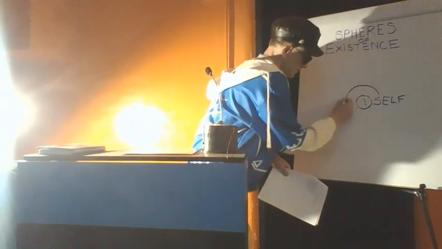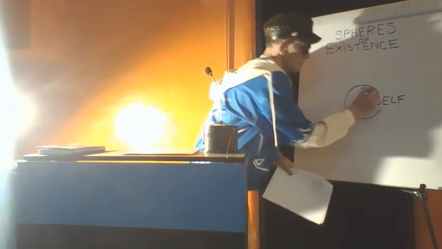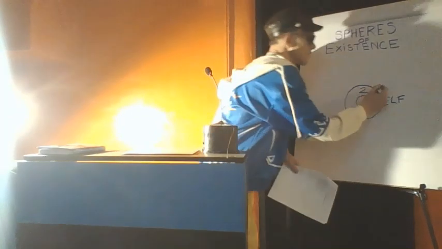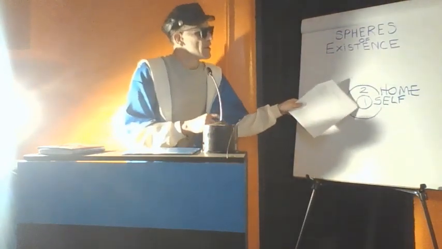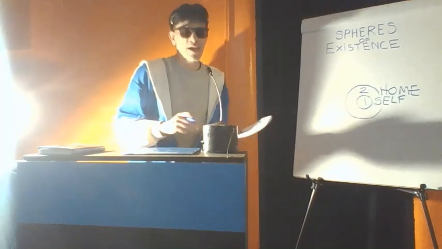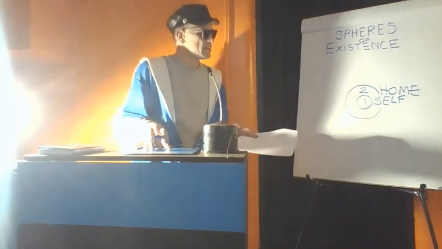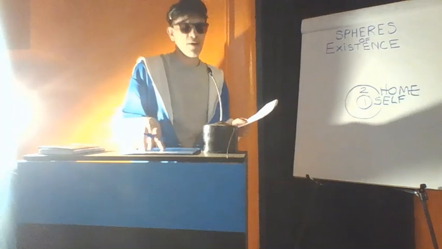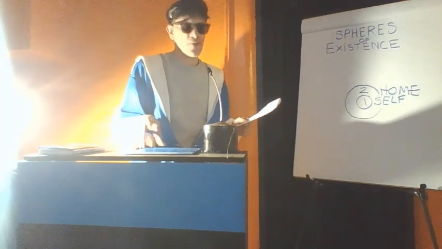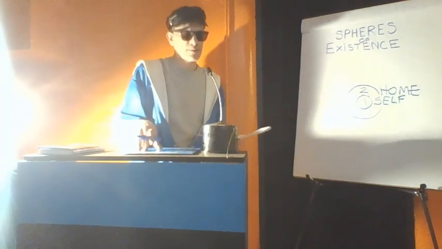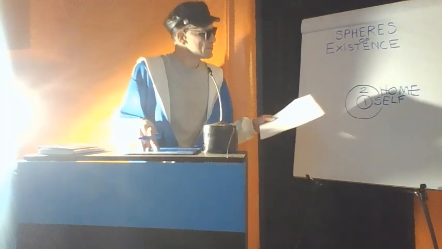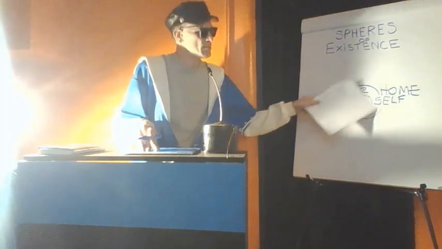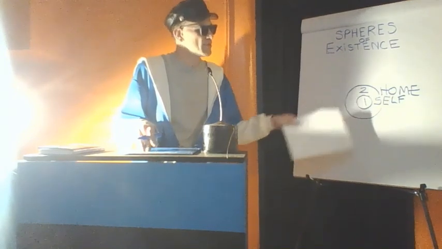So around self, as the first sphere of existence, we have home. That would be anything concerning domestic situations, not only the house or the home, but also family, spouses, children, and so forth. Basically anything that is personal and surrounding the individual.